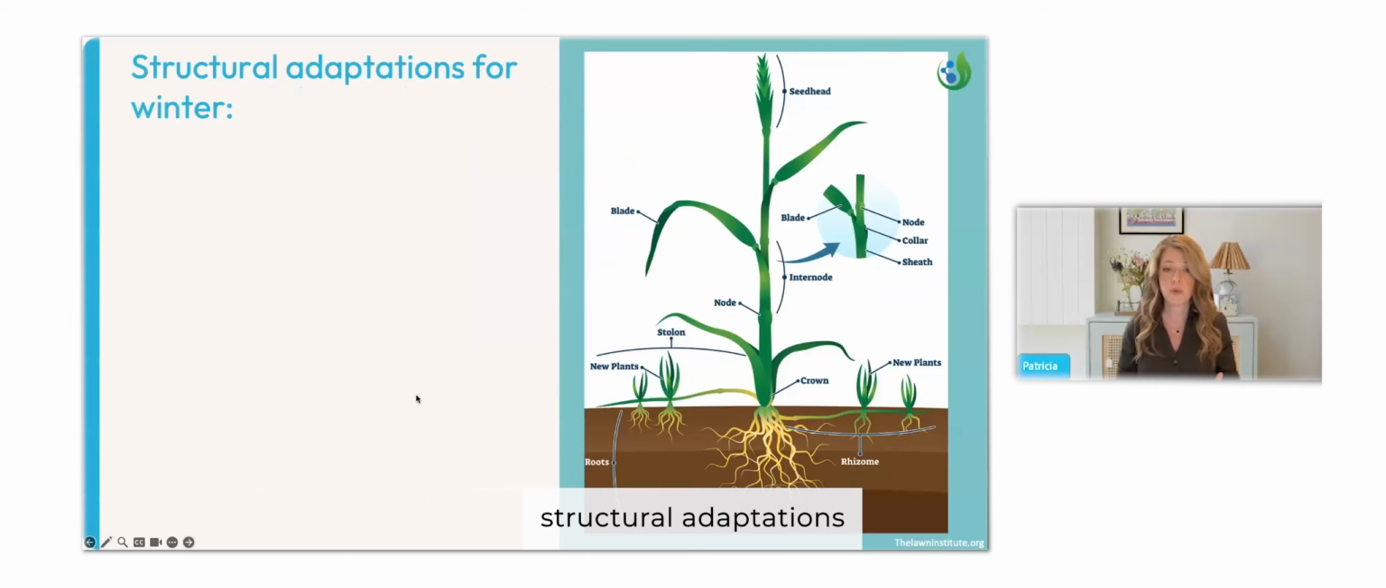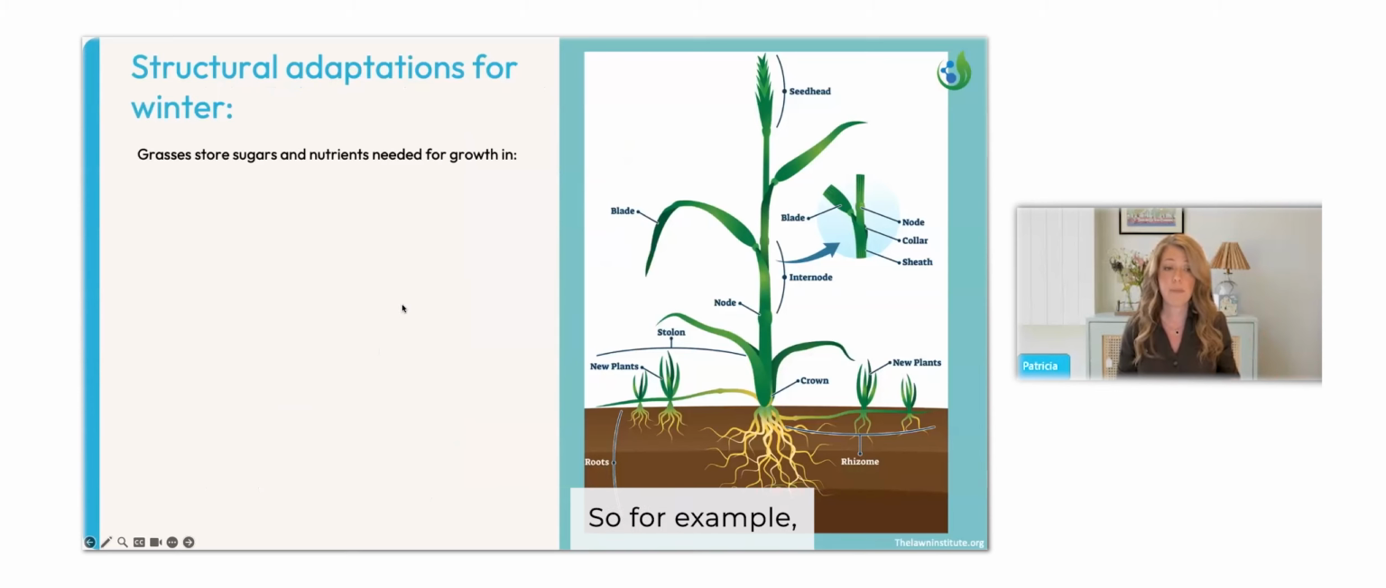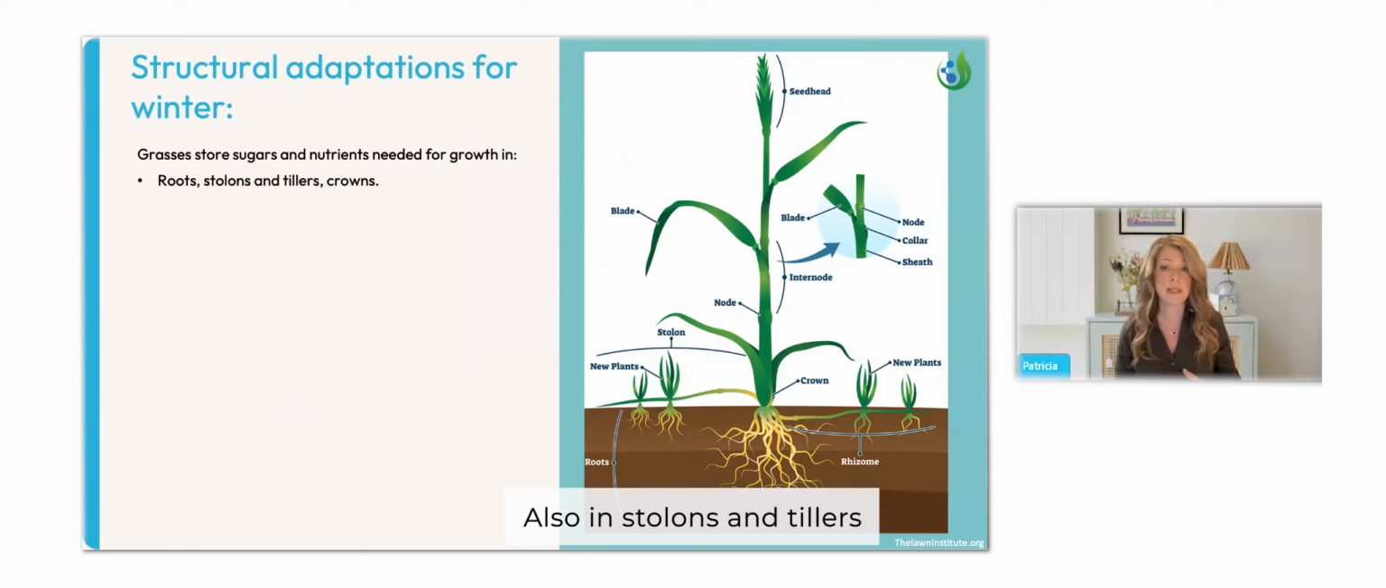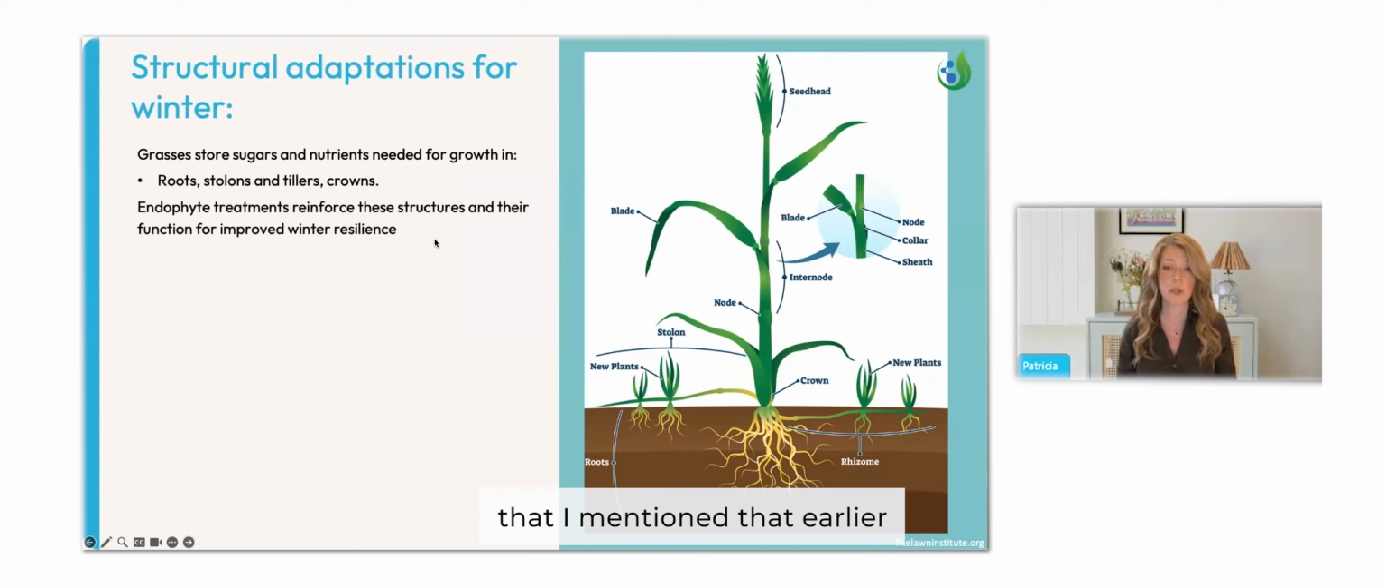So there are structural adaptations that grasses have for the winter. So specific structures where they store nutrients. For example, grasses store sugars and nutrients needed for growth in these structures. So very specifically in roots, also in stolons and tillers, and also in crowns. I mentioned that earlier in the 2023 study. So endophyte treatments also reinforce these structures and their function for an improved winter resilience.